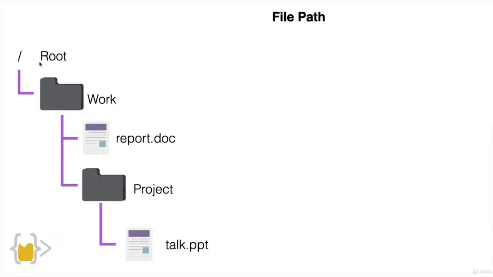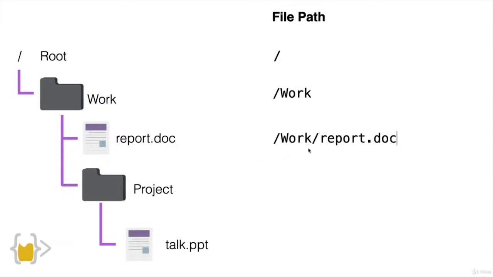Inside our root folder, our Macintosh HD or our C drive, we have a folder called Work. Inside that folder, I've got a report Word document as well as a project folder. And then inside that project folder, there's a PowerPoint called Talk. Now, if we think about the file paths for each of these things, this is what they might look like. The root is obviously just a /. The work folder will be /work.